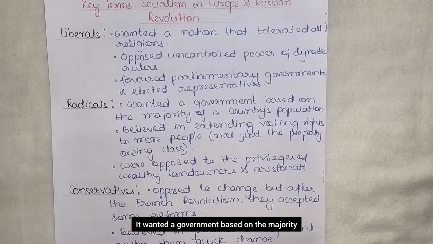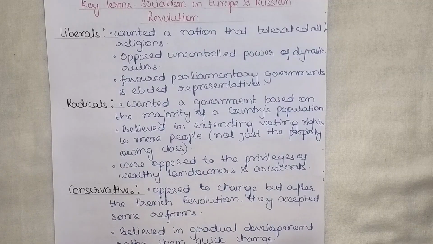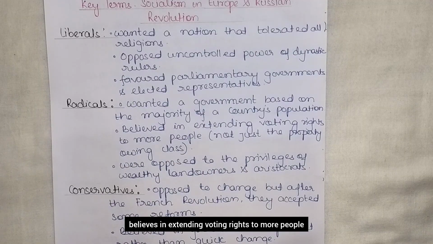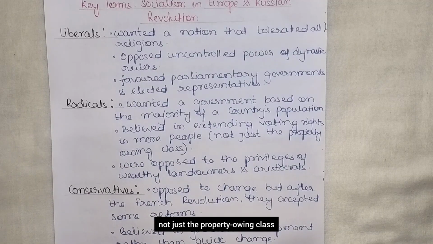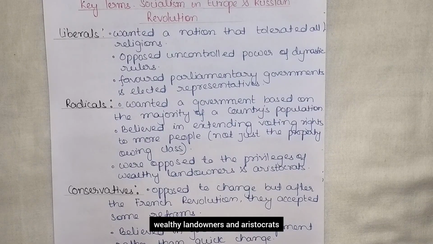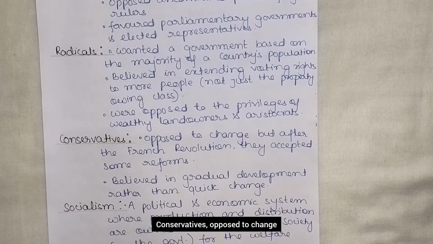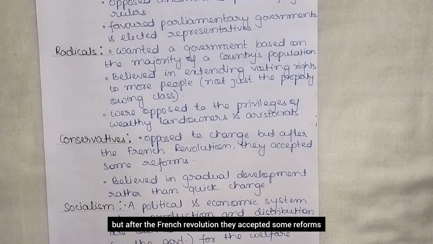Radical. It wanted a government based on the majority of a country's population. Believes in extending voting rights to more people, not just the property owning class, and were opposed to the privileges of the wealthy landowners and aristocrats. Okay, radicals. Conservatives. Opposed to change, but after the French Revolution, they accepted some reforms.